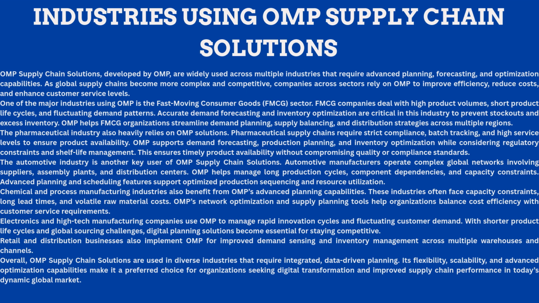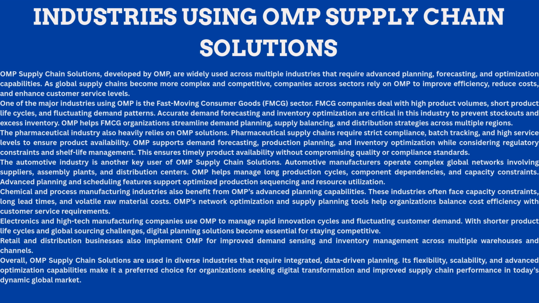One of the major industries using OMP is the fast-moving consumer goods, FMCG, sector. FMCG companies deal with high product volumes, short product life cycles, and fluctuating demand patterns. Accurate demand forecasting and inventory optimization are critical in this industry to prevent stockouts and excess inventory. OMP helps FMCG organizations streamline demand planning, supply balancing, and distribution strategies across multiple regions.